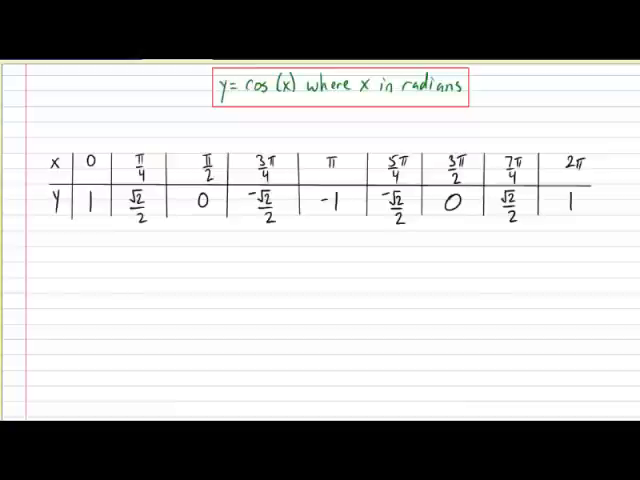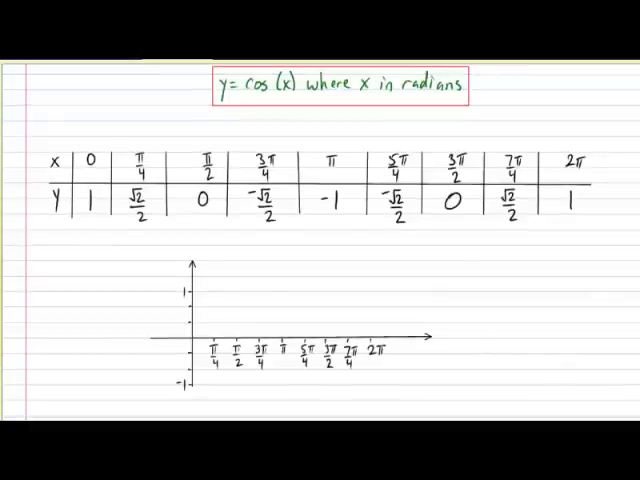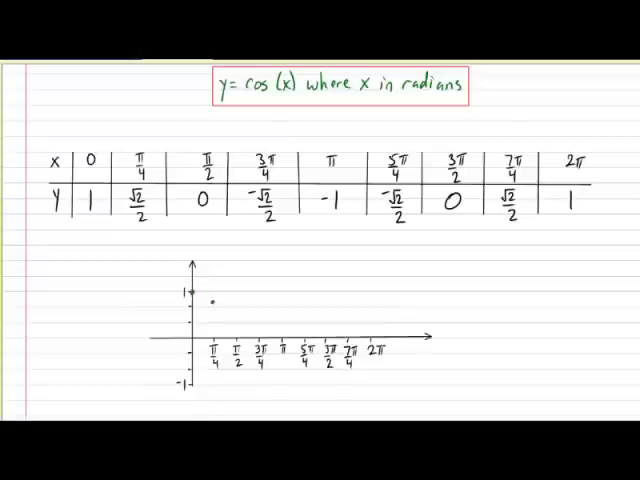In order to accommodate all our coordinates, you will need a graph that's about this size. Go ahead, pause the video, and prepare your grid. With your grid ready to go, let's put down all of our coordinates. When x is 0, y is 1. When x is pi over 4, y is root 2 over 2, which is around 0.7.